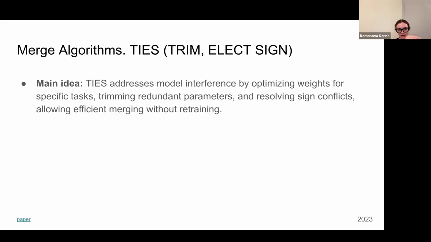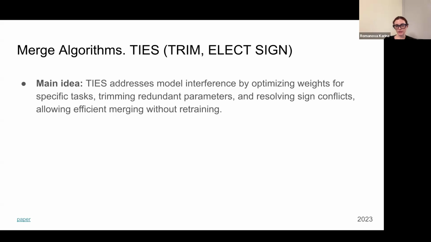So this algorithm is designed to optimize the merging of models by addressing specific challenges that arise during the process. One of the primary challenges in model merging is the presence of redundant or conflicting parameters, which can lead to degraded performance in the merged model. TIES tackles this issue through a two-step process: trimming and sign election.